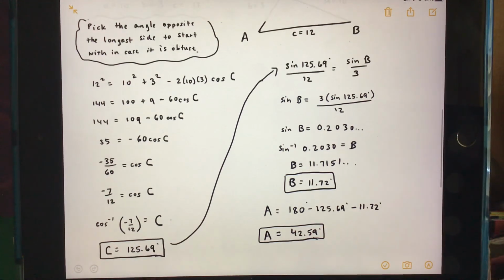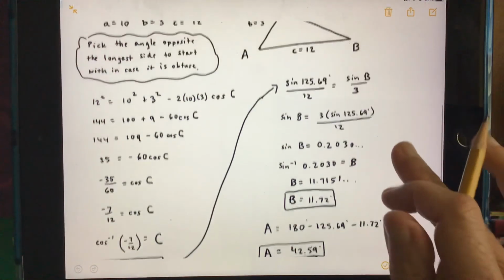So I know 2 of my unknown angle measurements. By the law of cosines, I found angle c. By the law of sines, I found angle b. Now, I could use law of sines again or law of cosines, but I'm going to use a simpler fact, and that is that the sum of the angles in a triangle sum to 180 degrees. So to find A, I would take my total, 180, minus the 2 other angles that I already know, 125.69 minus 11.72, and that's going to give me my last angle. Angle A then is 42.59 degrees.